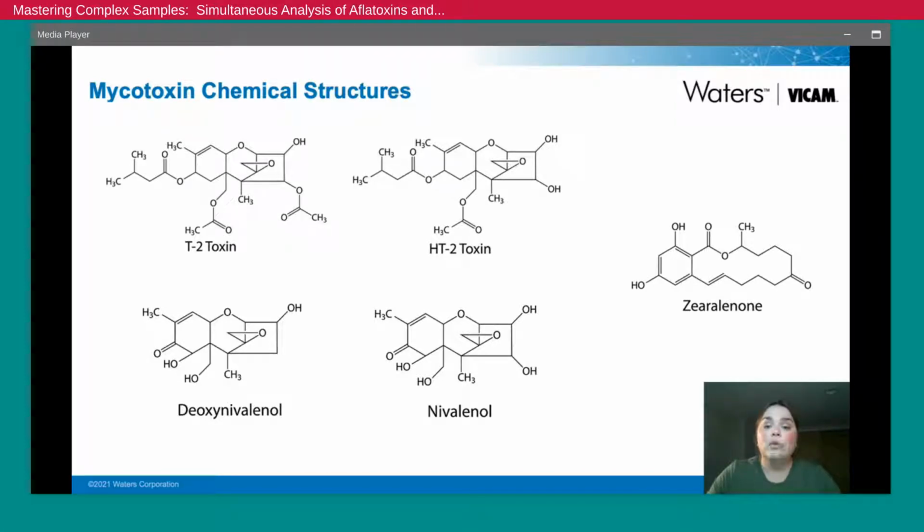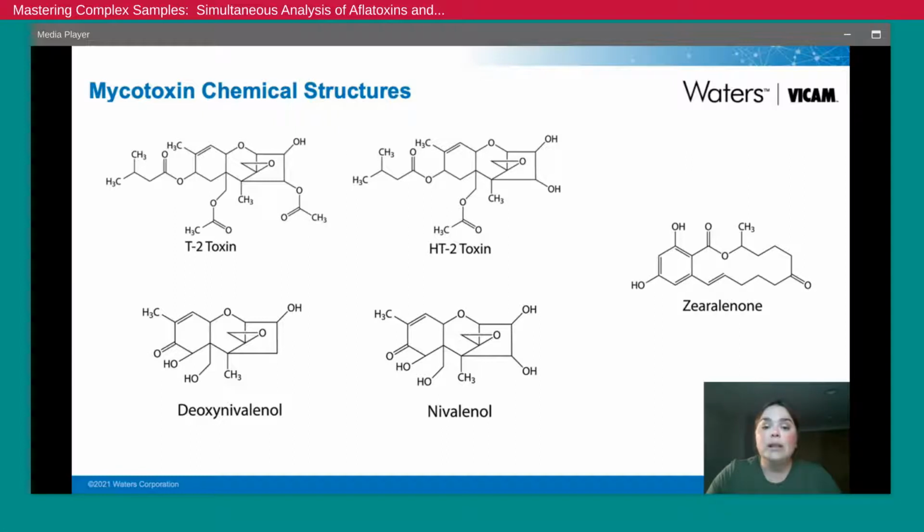The effects include weight loss or poor weight gain, bloody necrosis or beak lesions, and hemorrhaging. T2 results from an esterification of the hydroxyl group of HT2 with acetic acid. NIV and DON, known as nivalenol and deoxynivalenol, differentiate from each other by the presence of a hydroxyl group in nivalenol. Deoxynivalenol is also known as vomitoxin.